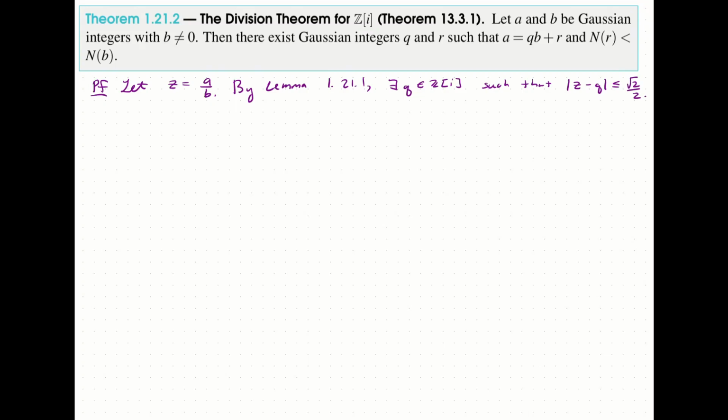Now we're going to go ahead and define r in terms of a, b, and the Gaussian integer. Specifically, let r be equal to a minus this q that we just constructed times b. So we have this quantity right here. And that right there is telling us that a is equal to qb plus r. And so that's the idea here. So we have this part being satisfied. Now what we need to show is that the norm of r is less than the norm of b. And that's what we are going to do next.